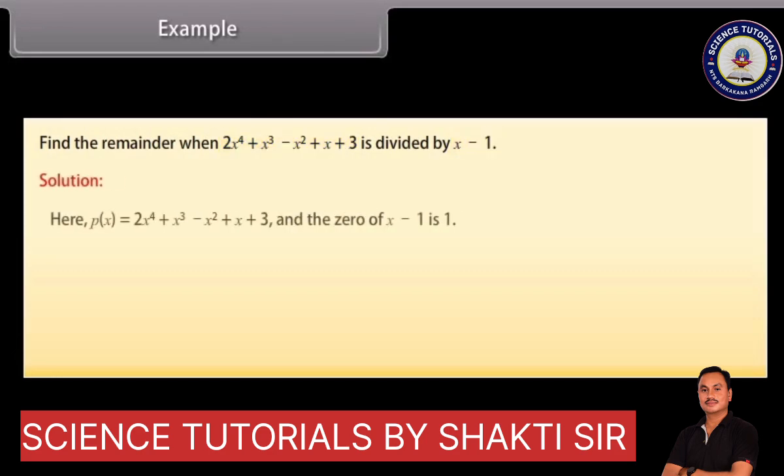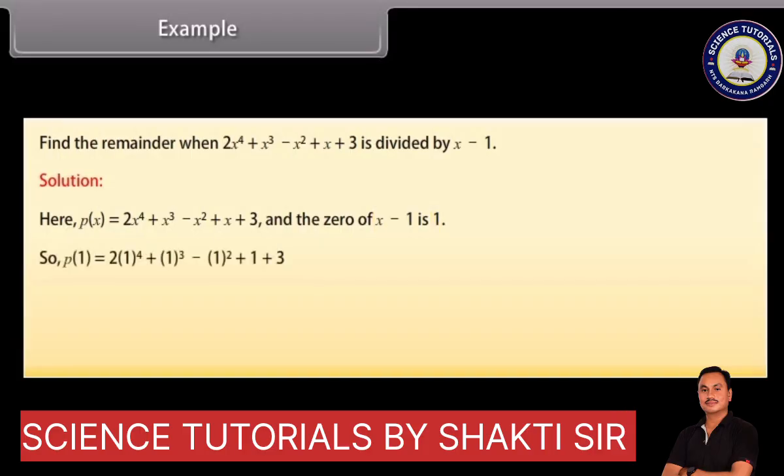Solution. Here, p(x) = 2x^4 + x^3 - x^2 + x + 3, and the zero of x - 1 is 1. So, p(1) = 1^4 + 1^3 - 1^2 + 1 + 3 = 6.